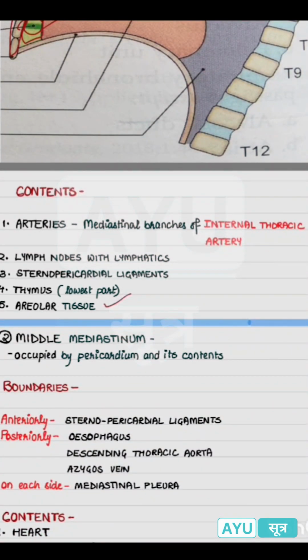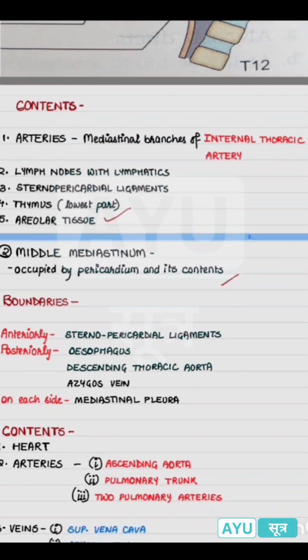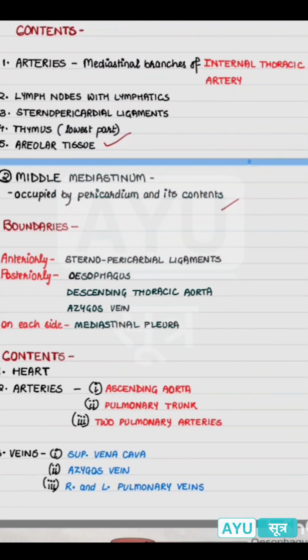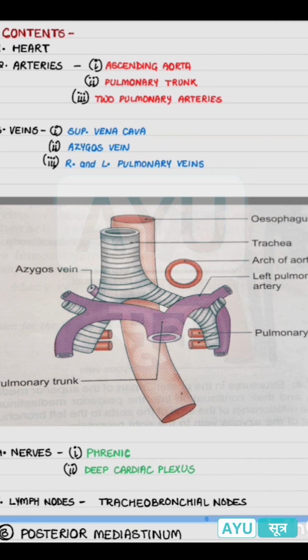It is mainly occupied by the pericardium and its contents. Its boundaries are: anteriorly is covered by the sternopericardial ligaments, posteriorly by the esophagus, descending thoracic aorta, and azygous vein, and on each side by the mediastinal pleura. Its contents are the heart, the most important, arteries.